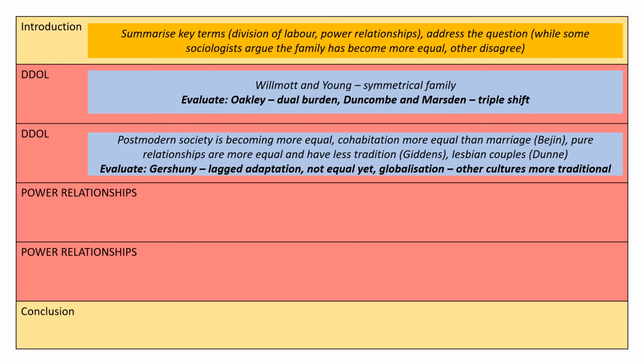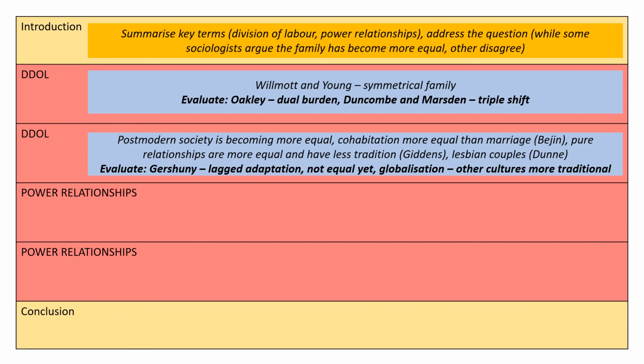So, for example, Giddens would talk about that, and how if you're in a pure relationship out of choice and out of love, things tend to be a bit more negotiated rather than just being in a relationship for the practical things and therefore following expectation. And you could link there to Dunn. Remember, Giddens argues that same-sex couples are like the pioneers of the pure relationship. So Dunn is a really good example of this, in that lesbian couples are much more equal, according to Dunn.